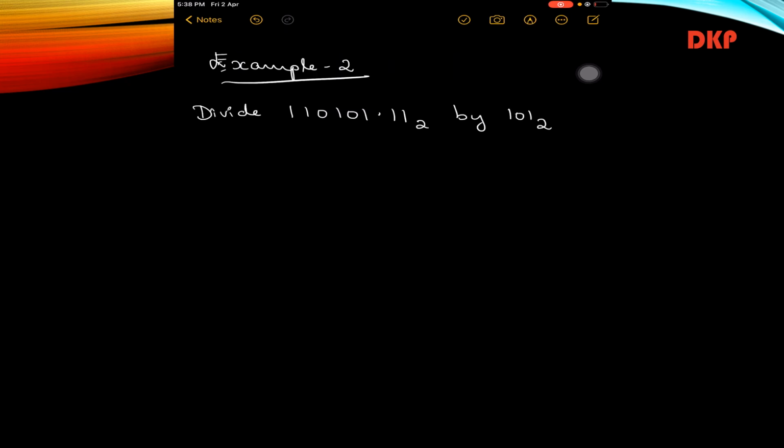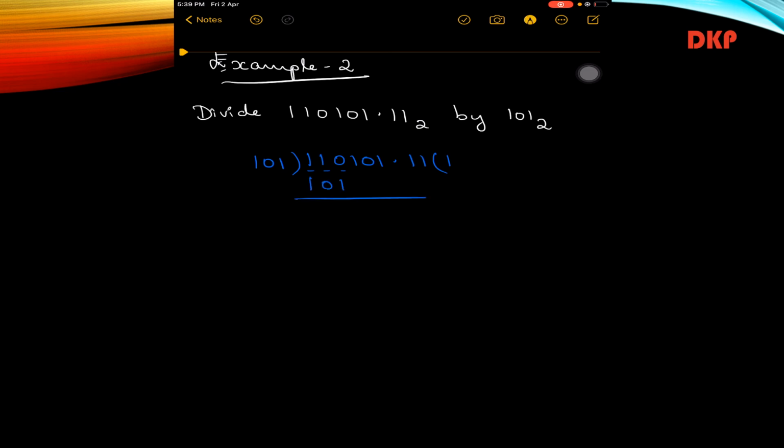Here is the second example. Divide 110101.11 to the base 2 by 101 to the base 2. The dividend is 110101.11 and the divisor is 101. So we have to check how many times the divisor 101 will go in the first 3 bits, that is 110. It will go one time.